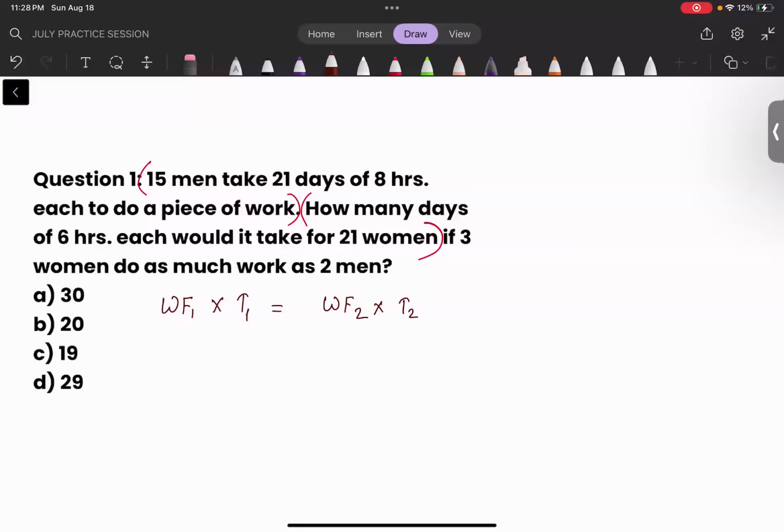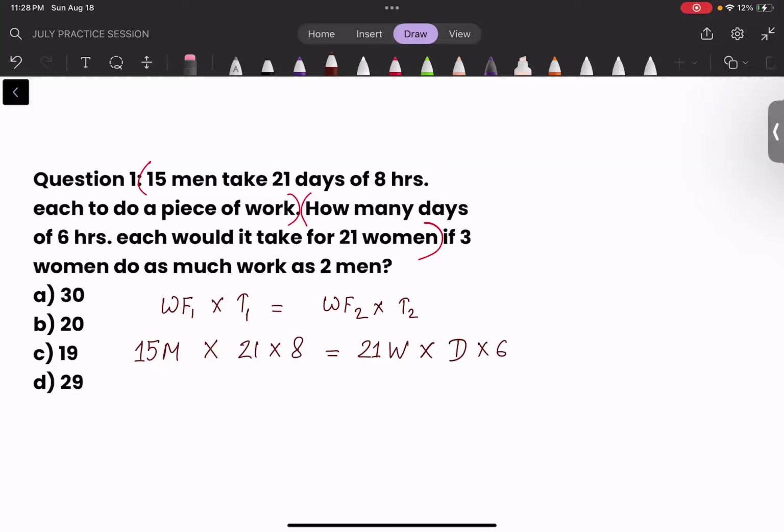Okay. So first case, 15 men. So I'm writing 15M. Time is 21 days and 8 hours per day. Second case, workforce is 21 women. So I'm writing 21W, W for women. How many days I don't know, so let's write D. And how many hours per day? 6.